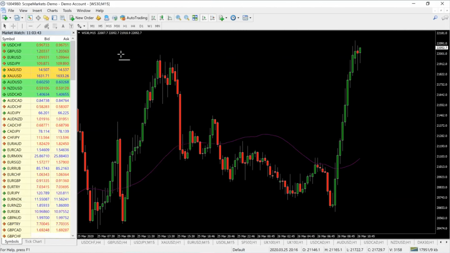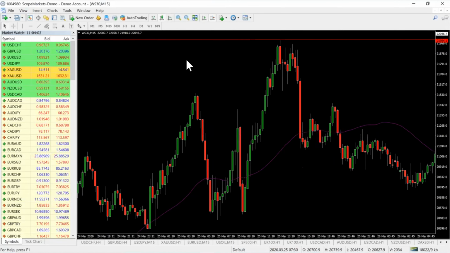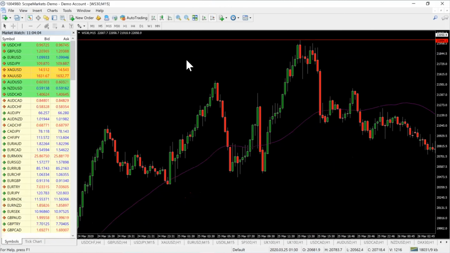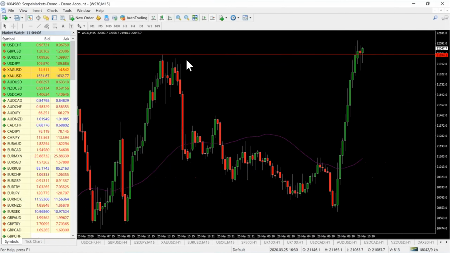The key thing that we've done today is that we have taken out the highs from yesterday. 21,904 is where we were. I don't think it was the high from yesterday though. If I take this back a tad, was it the high from yesterday? Yeah, it was. So the high from yesterday is taken out, pretty much 22,000.